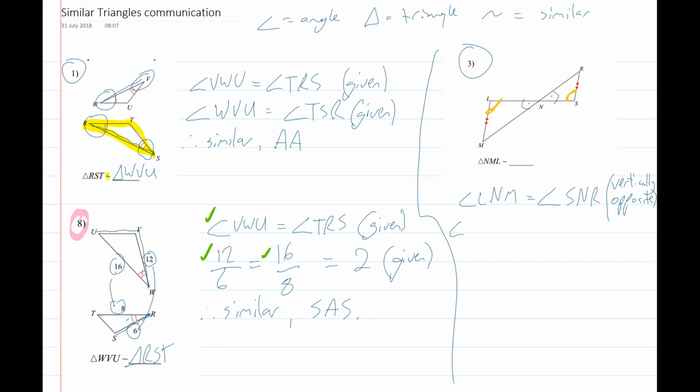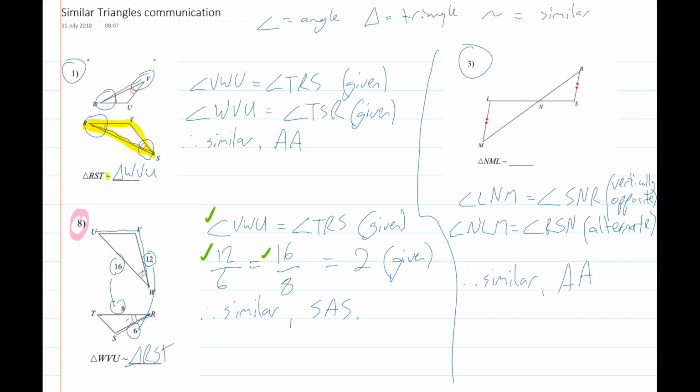We can say, okay, angle NLM is the same as angle RSN. And now the reason for that, this one's called alternate. You would have learned these in grade 7. They're alternate angles when they are on opposite sides of that line that bisects the parallel lines. Now we've got 2 angles the same in both triangles, so therefore they are similar, and the rule is angle, angle.